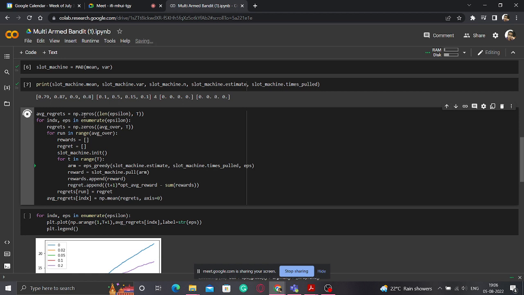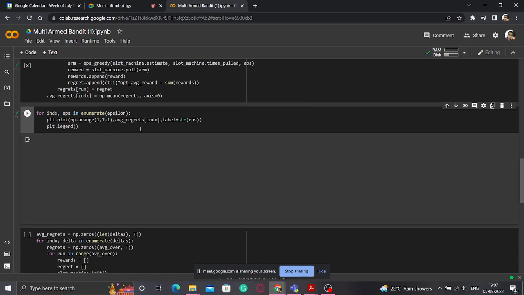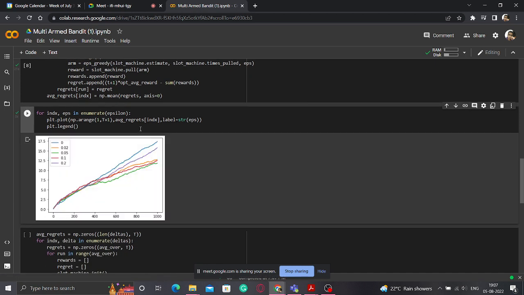Here I'm calculating the average rewards for epsilon greedy. Epsilon greedy, I'm doing it over multiple epsilons. So I recorded. I hope you are able to see the blue one, 0.